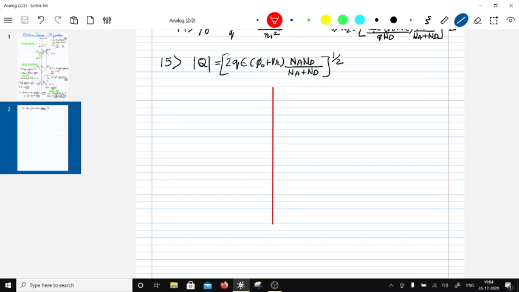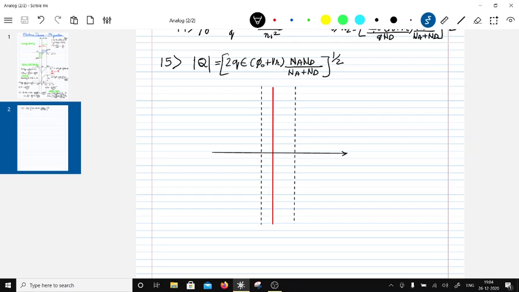Okay, so let's do the carrier density over here. The two sides of the junction are like this, and basically the carrier density is going to be, just one second, so this is x, and the carrier density goes this way, that it builds.